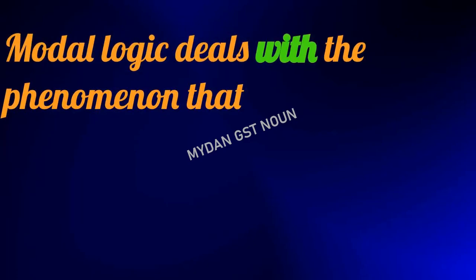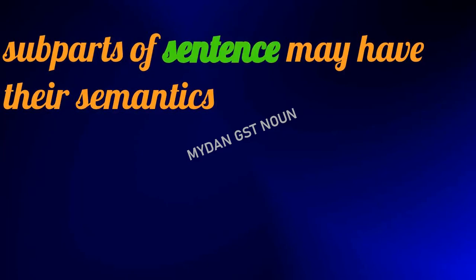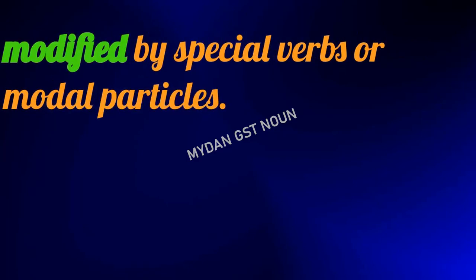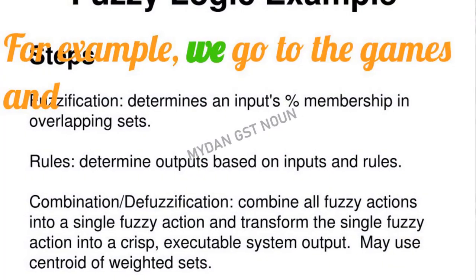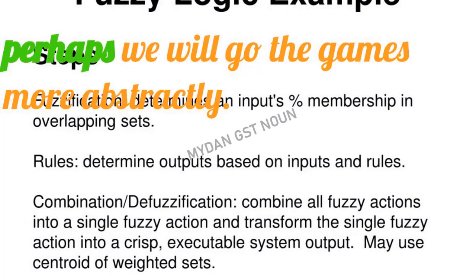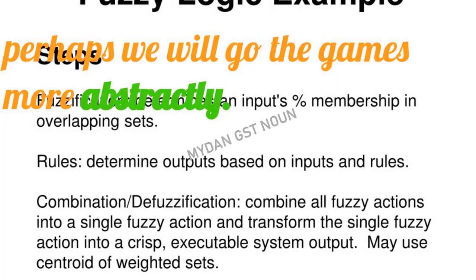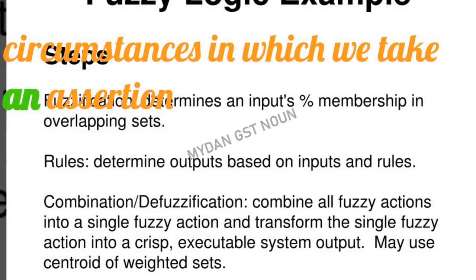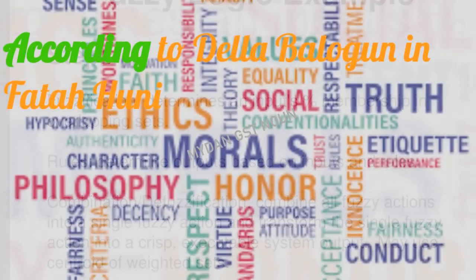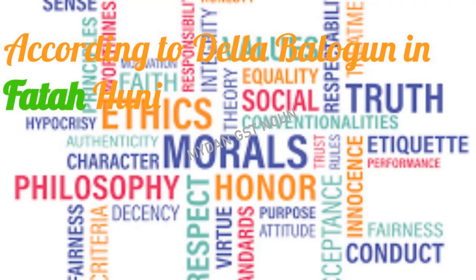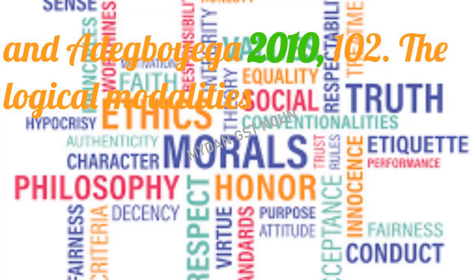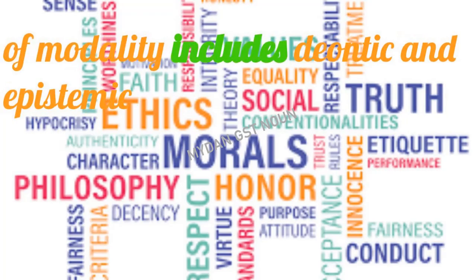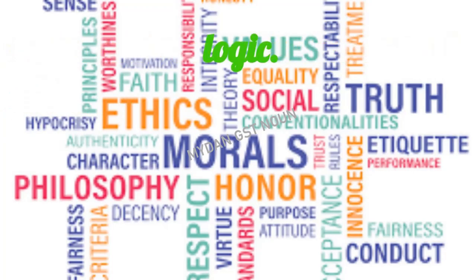Modal logic. Modal logic deals with the phenomenon that subparts of a sentence may have their semantics modified by special verbs or modal particles. For example, we go to the games, and perhaps we will go to the games. More abstractly, we might say the modality affects the circumstances in which we take an assertion to be satisfied. According to Delibalogun in Fadahunsi and Adegboyega, 2010, 102, the logical modalities include deontic and epistemic logic.